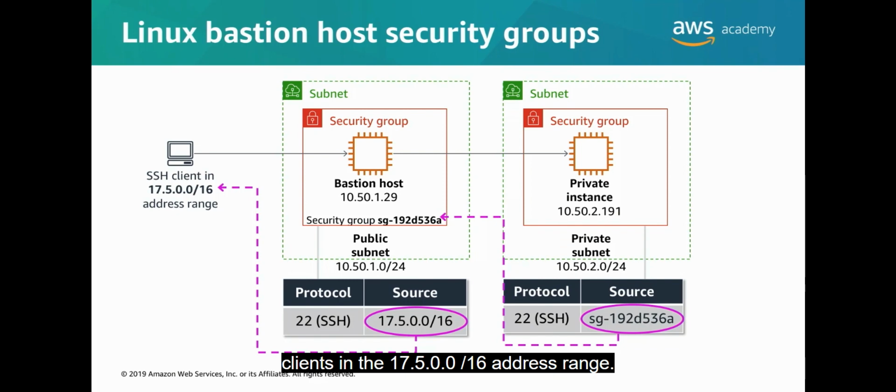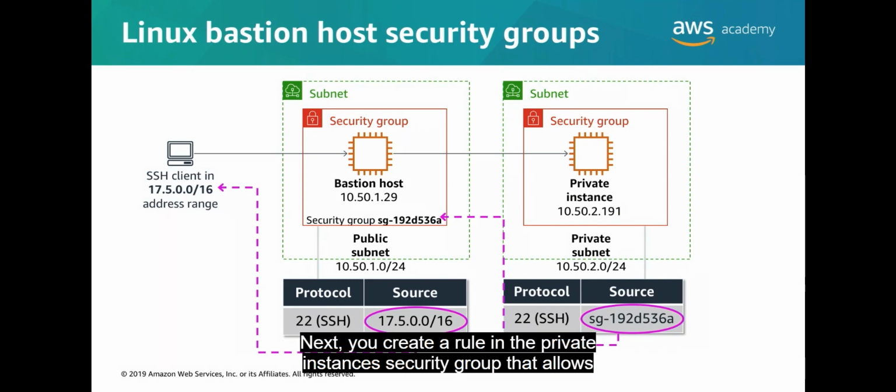17.5.0.0/16 address range. Next, you create a rule in the private instance's security group that allows only incoming traffic from instances that belong to the Bastion host's security group. For example, if your Bastion host has a security group named SG192D536A, you can specify that a server in your private subnet will only allow incoming connections from the Bastion host.